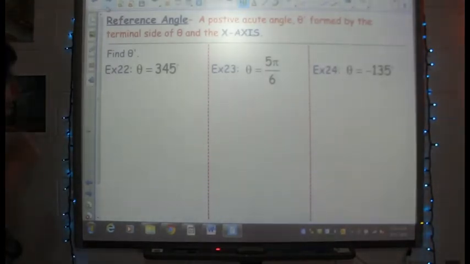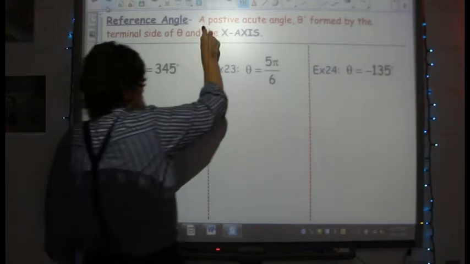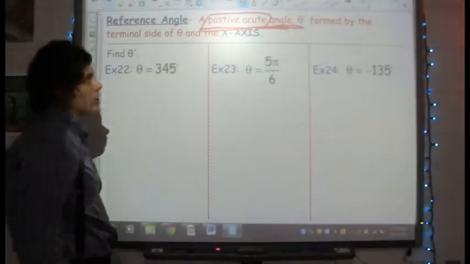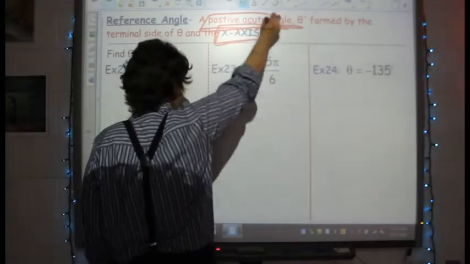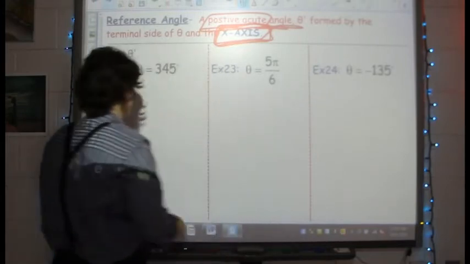A reference angle is also very important. The most important thing about it is that it is an acute positive angle formed by the terminal side and the x-axis. Make sure that you make yourself a little note there.